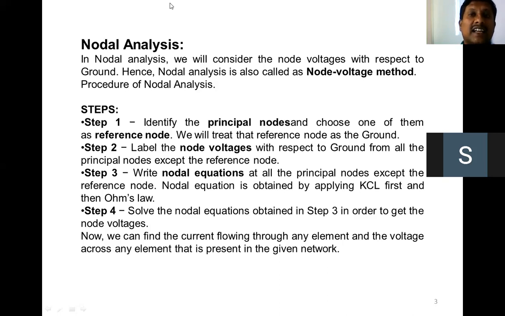Read carefully what the question is asking, meaning what parameter they are asking to find. Whatever answer you get from these 4 steps, with the help of these node voltages you can find the required parameter. It may be the voltage across a particular element, the current passing through a particular element, or the current passing through a particular branch. It depends on the parameter asked in the question.